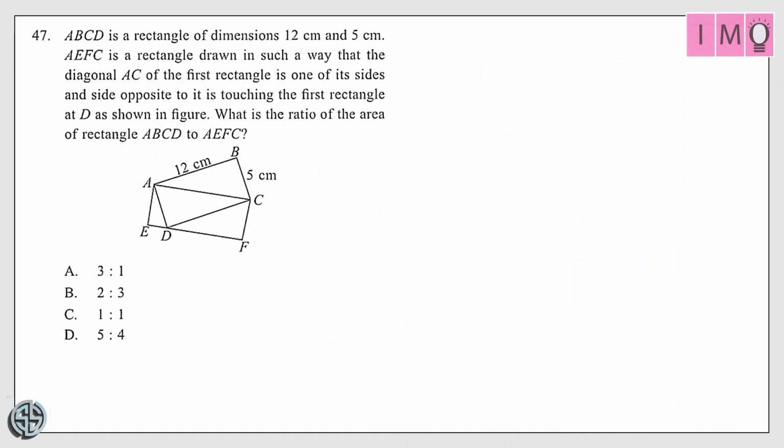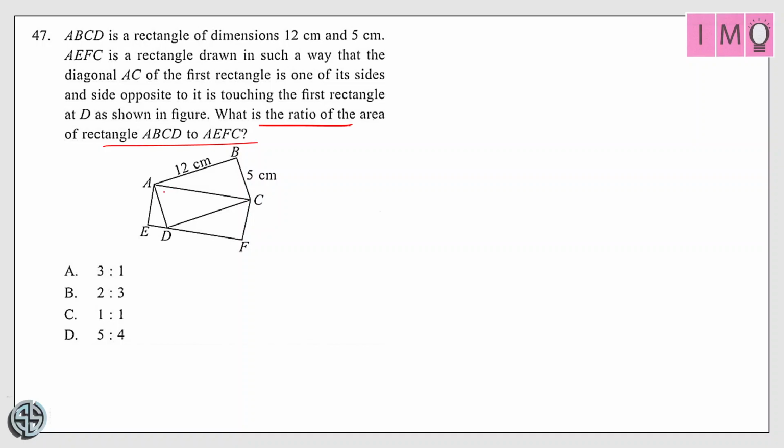Here you can see ABCD is a rectangle of dimensions 12 centimeter and 5 centimeter. AEFC is a rectangle drawn in such a way that diagonal AC of the first rectangle is one of its sides and the side opposite to it is touching the first rectangle at D, as shown in the figure. What is the ratio of the areas of the rectangles ABCD and AEFC, right?